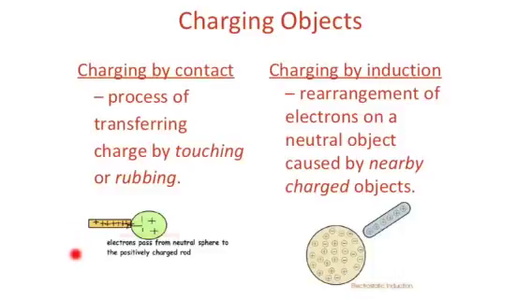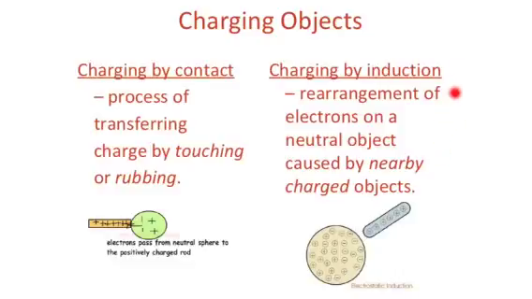And here's an example of this. If we have a sphere that is neutral and we move a positively charged rod next to it, what happens is some of those electrons are going to move from this sphere to the rod. Okay, so charging by contact is the process of transferring electrical charges by touching or rubbing.